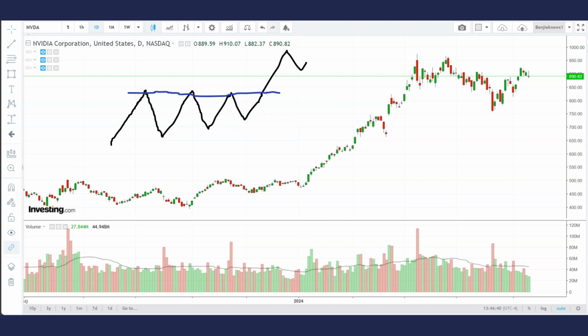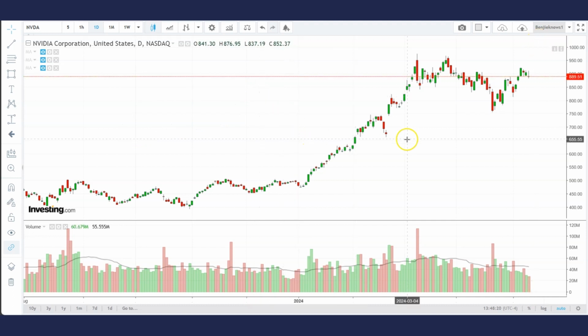Okay, maybe I'll just remove it. Let's see if I can. No, I can't. So it's an ascending triangle: almost the same top and rising lows, and then there's a breakout. So how do you actually trade this ascending triangle? You buy the breakout and ride it higher. All right, so let me just exit this drawing.